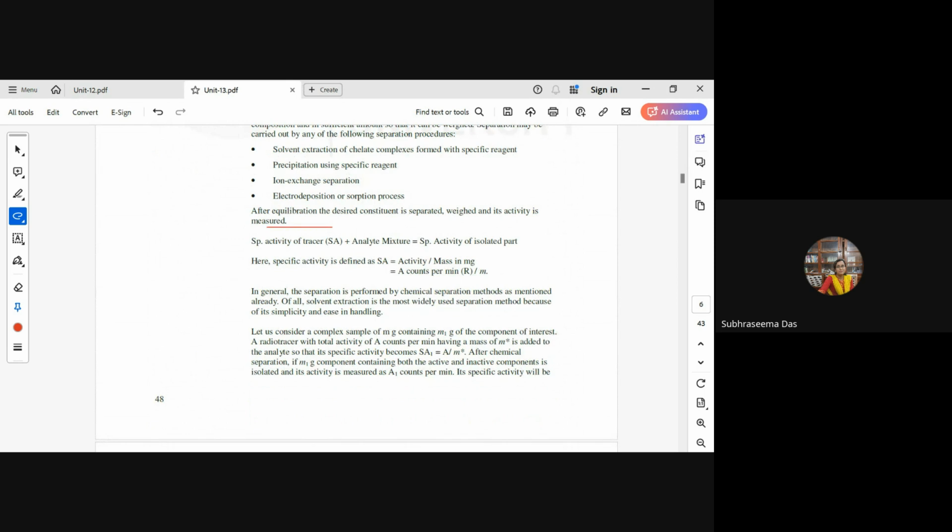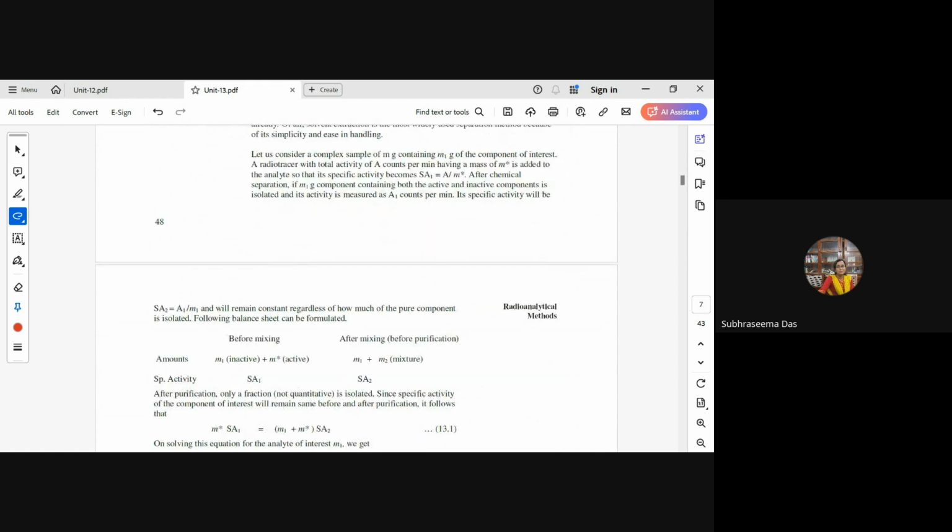In general, the separation is performed by the chemical separation methods listed above. Among all four processes, solvent extraction is most widely used because it is quite simple in nature and easy to handle. Considering a particular example of separating a radioactive element mixed with an analyte, we take a radiotracer having a total activity of A counts per minute and a mass of M star, which is added to the analyte, such that the specific activity of the tracer becomes A by M star.